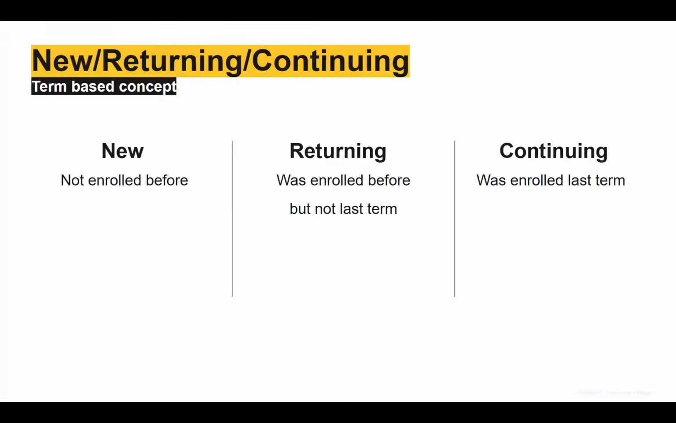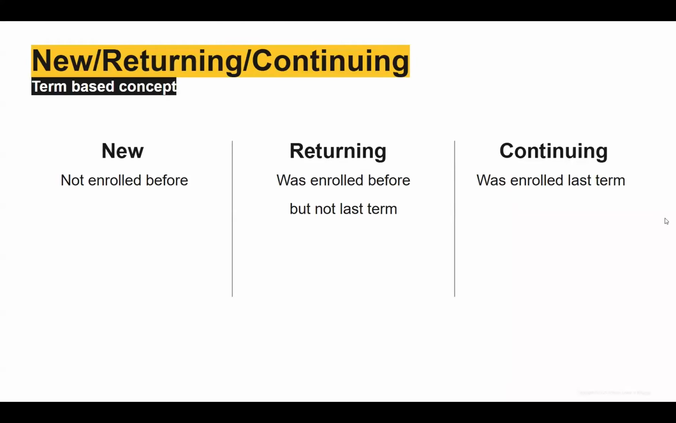So new just means they weren't here before, right? It's so easy. It's a little more complicated than that. It means they weren't here before at that same education level. So a student who was a bachelor's degree student last spring could be pursuing a master's this fall, and they are now new again. Different education level. A master's student who's now a PhD student would be new again. Returning means they've been here before, but they weren't here last semester. Again, it's a little more complicated than that, but that's just the basic idea. And then continuing means they were here last semester.